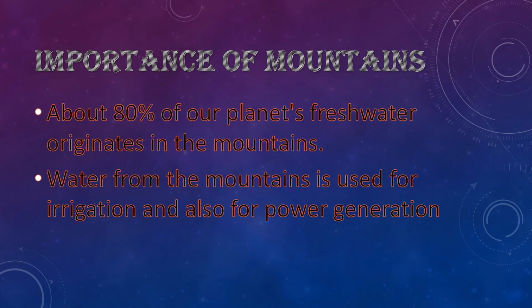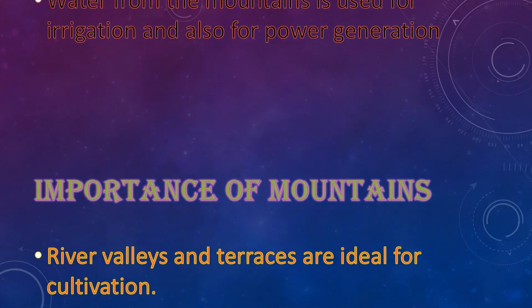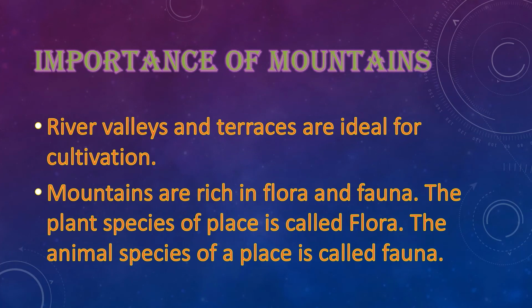Water from the mountains is used for irrigation and also for power generation. River valleys and terraces are ideal for cultivation. Mountains are rich in flora and fauna. The plant species of a place is called flora. The animal species of a place is called fauna.